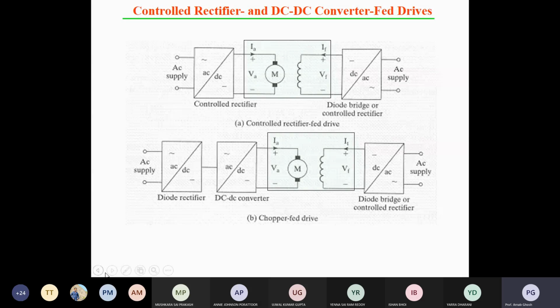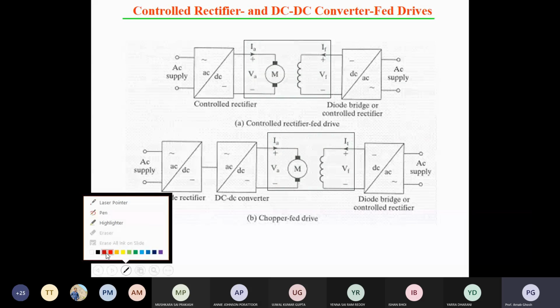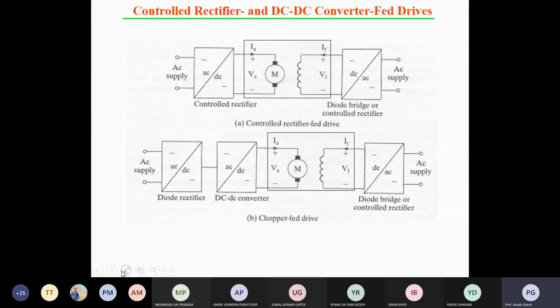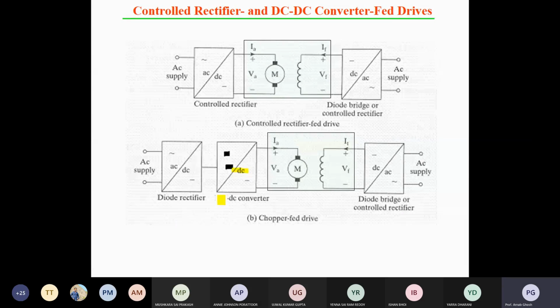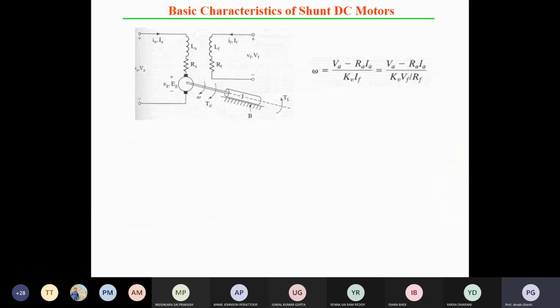By using the DC converter, we can control the input voltage, the armature voltage of that motor. There is also another circuit for the AC supply to the AC to DC rectifier. In that case you can use the diode rectifier or the controlled rectifier; normally we use a diode rectifier. Then we can also control the voltage of the field, and finally the field current. Finally we will see the chopper fed DC drives.